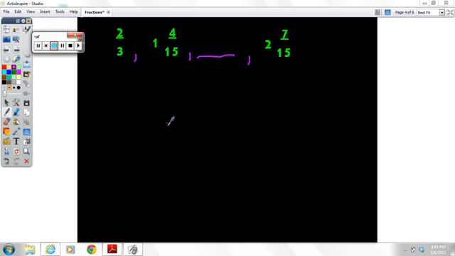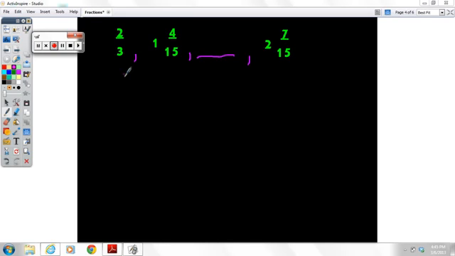The first thing we need to do is figure out if the sequence is increasing or decreasing. If we look here, we notice 2/3 is a fraction, then it goes to 1 4/15, and then we go to 2 7/15. We can tell by this sequence that it's increasing. The term is increasing.